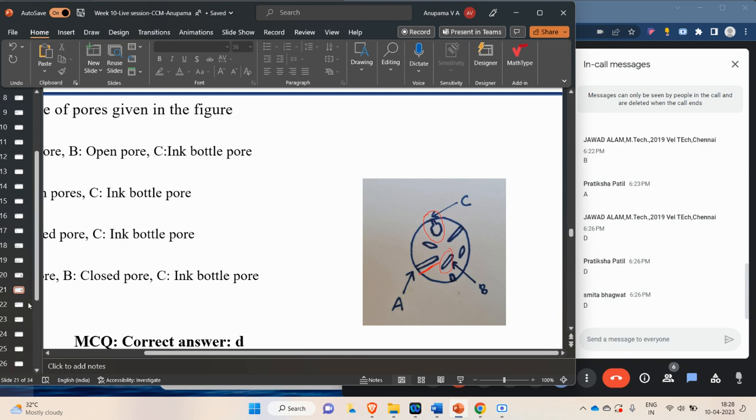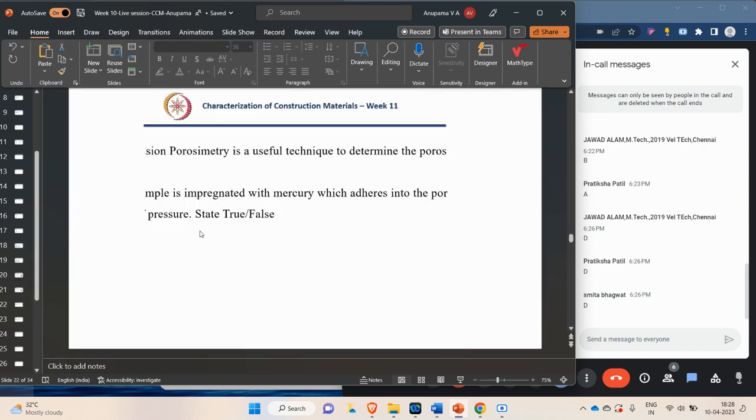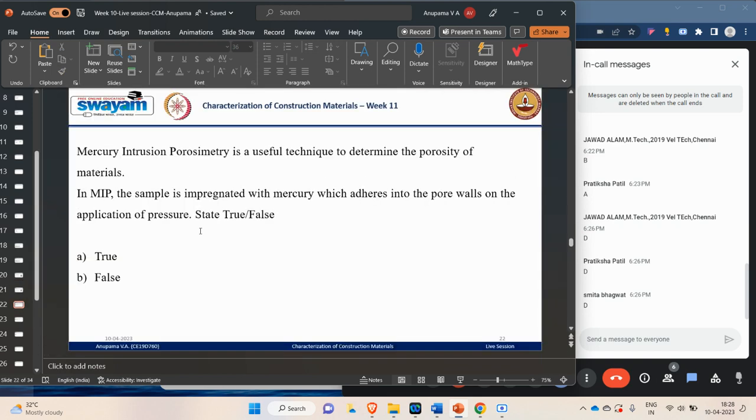Okay, let's move to the next question. Mercury intrusion porosimetry or MIP is a useful technique to determine the porosity. In MIP, the sample is impregnated with mercury, which adheres to the pore walls on the application of pressure. State true or false.